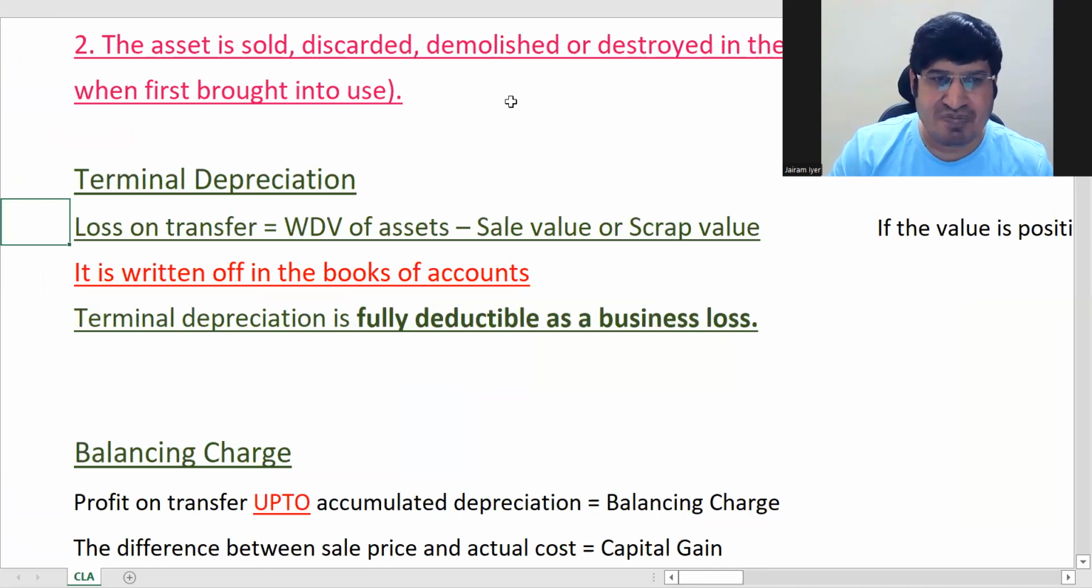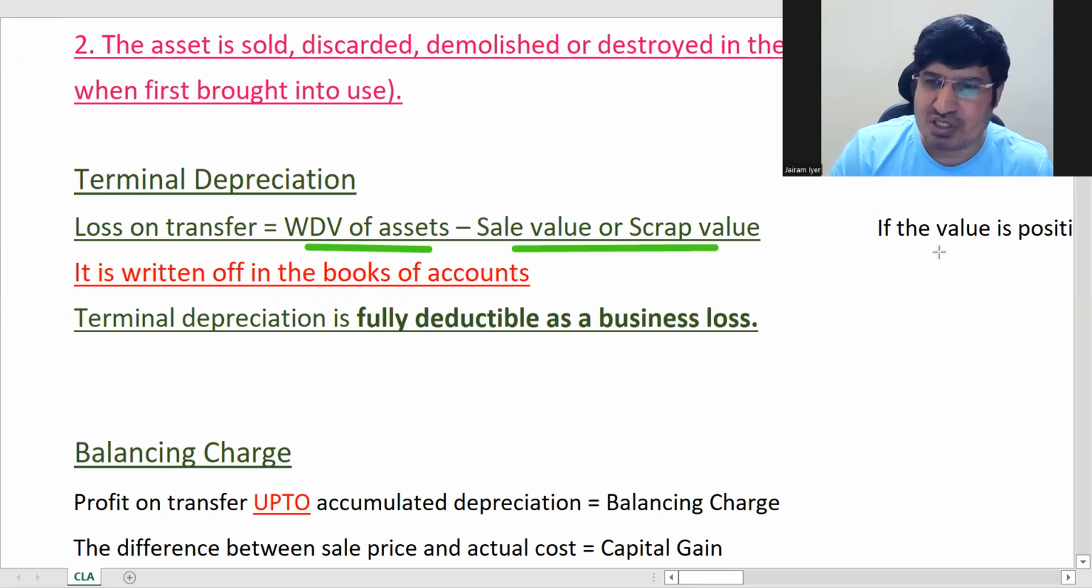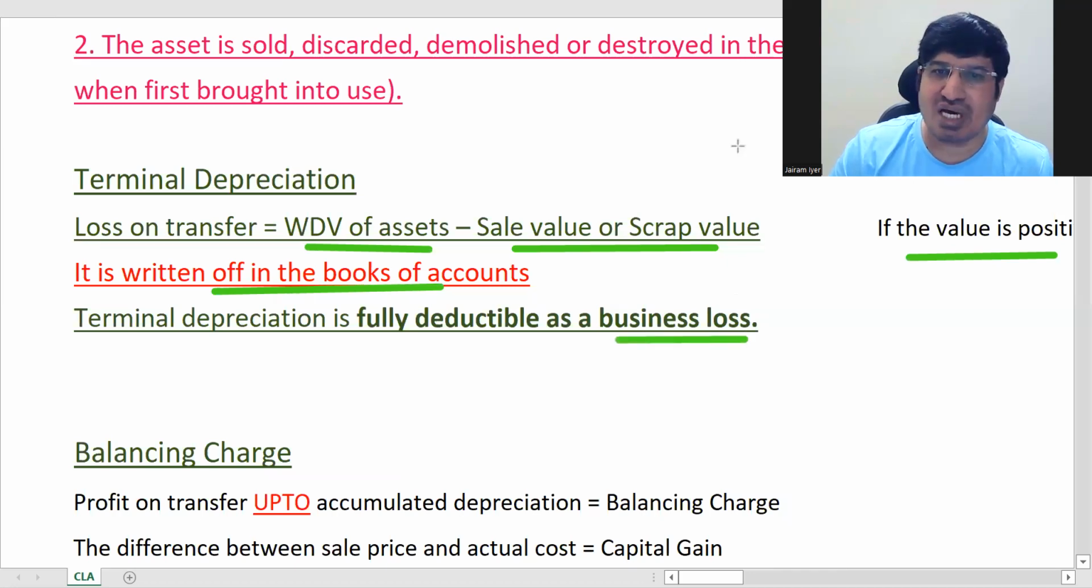If you see this, terminal depreciation is WDV of assets minus sale value, if the value is positive. In other words, the WDV is more than sale value. That is the meaning, the case which I have just explained now. This is called terminal depreciation. You can write it off as a business loss. You can write off in the books as a business loss, fully deductible.